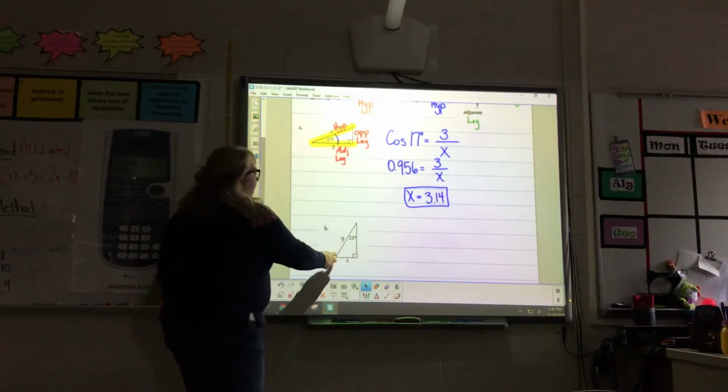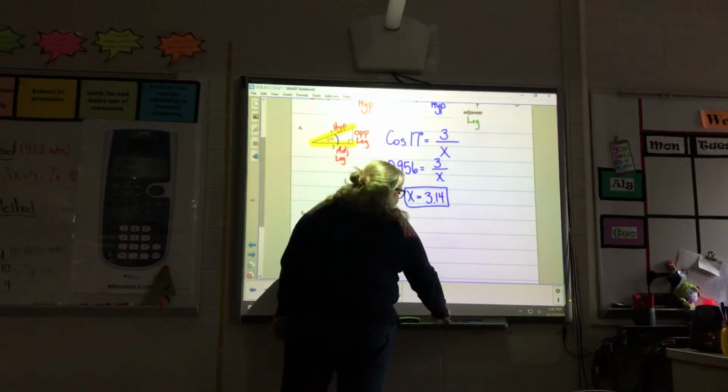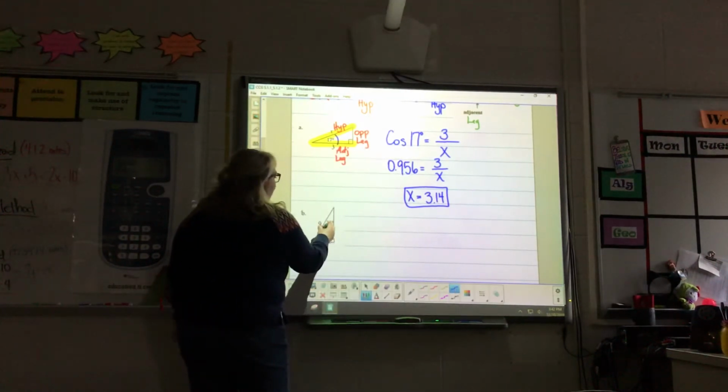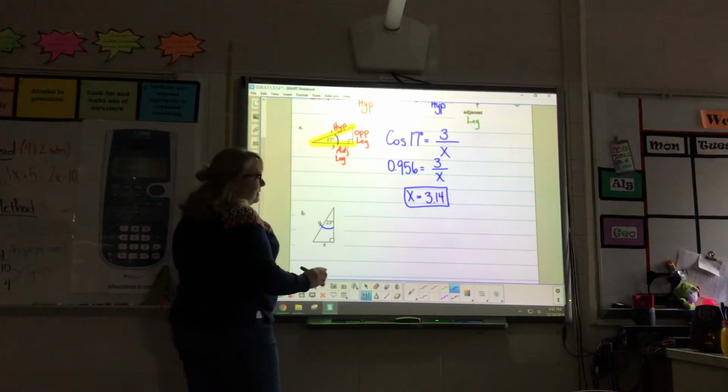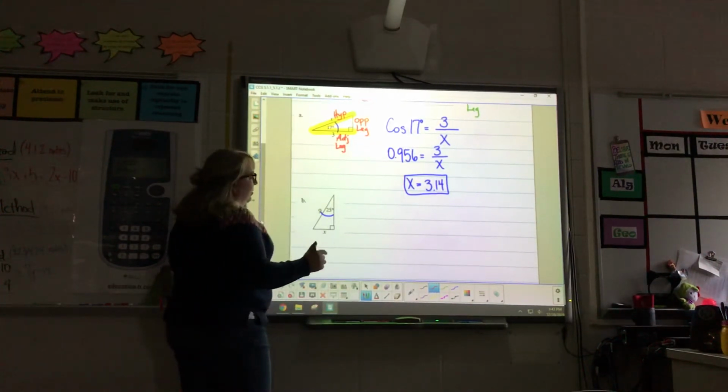Okay, here's another example for us. I'm going to start by marking my diagram. So here is my reference angle. It's in a different location this time, but that's okay. That's why I label everything, so that I can keep straight what I have and what I don't.